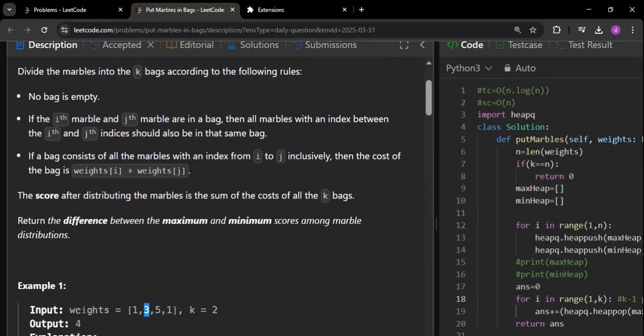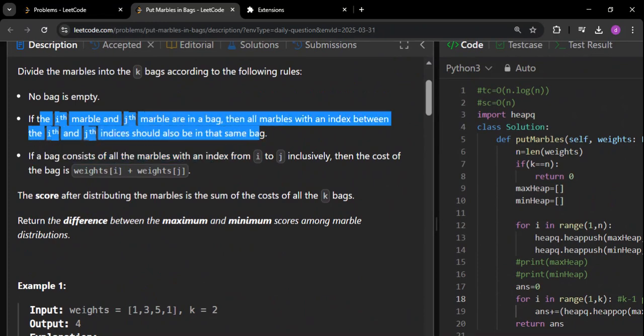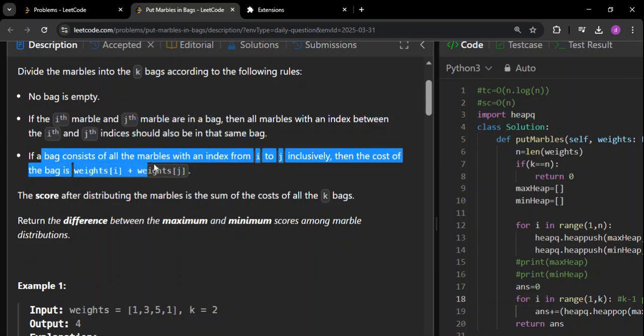If the ith marble and the jth marble are in a bag, then all marbles with an index between i and j should also be in the same bag. That is a constraint given. And they're also talking about the cost. If the bag consists of all the marbles with index i and j inclusively, then the cost of the weight is going to be the weights of i plus weights of j.